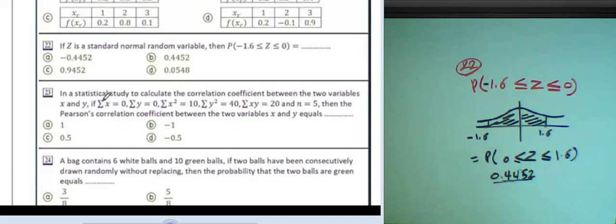Question 23. In a statistical study to calculate the correlation coefficient between two variables x and y, if the summation of x equals 0, summation of y equals 0, summation of x square equals 10, summation of y square equals 40, summation of x multiplied by y equals 20 and n equals 5, then find Pearson's correlation coefficient between the two variables x and y.